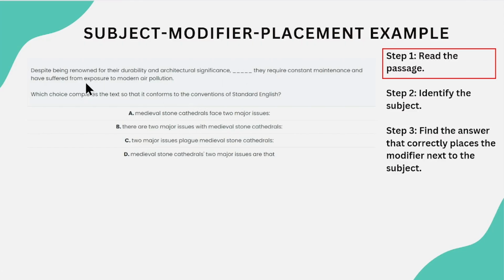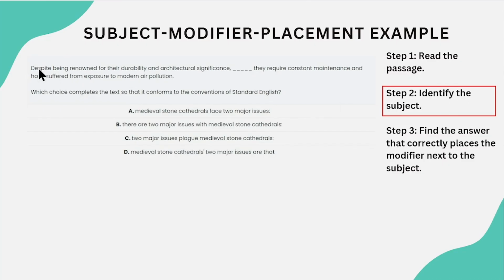So let's try it in this one. Now let's identify the subject. Despite being renowned for their durability and architectural significance, okay, so what is being renowned for their durability and architectural significance? Something that requires constant maintenance and has suffered from exposure, so I assume it's some sort of building. Now we go down here and I find: Medieval stone cathedrals face two major issues. There are two major issues with medieval stone cathedrals. Two major issues plague medieval stone cathedrals. Medieval stone cathedrals' two major issues are that.